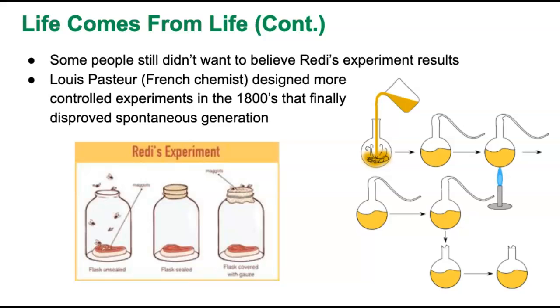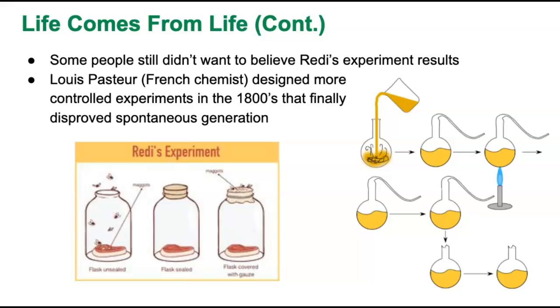While Francesco Redi's experiment, his controlled experiment, was very good, it didn't quite convince everybody. So it took another 200 years and another scientist, this time a French chemist named Louis Pasteur, to design another controlled experiment that finally disproved this idea that living things could come from non-living things.